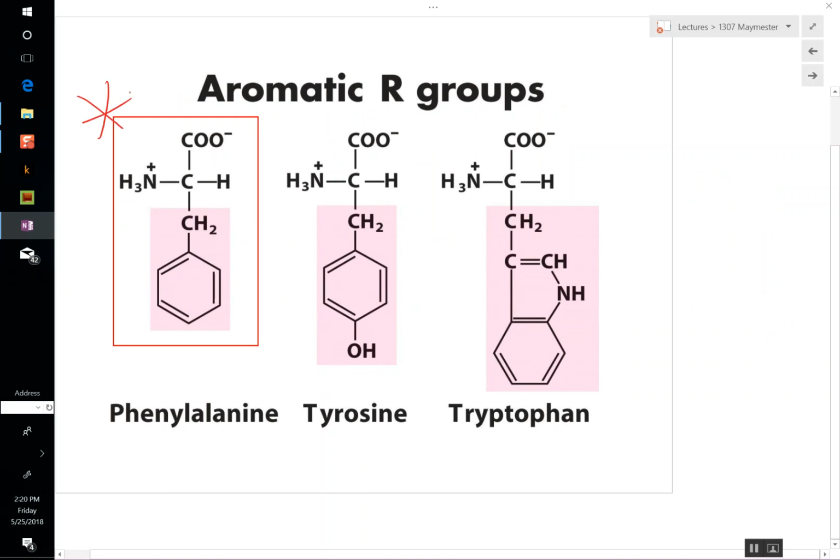Aromatic. Put a benzene ring on there. And look at phenylalanine. If we had a methyl right there, CH3, we took the hydrogen off and put a benzene ring, you have phenylalanine. That is an aromatic amino acid.